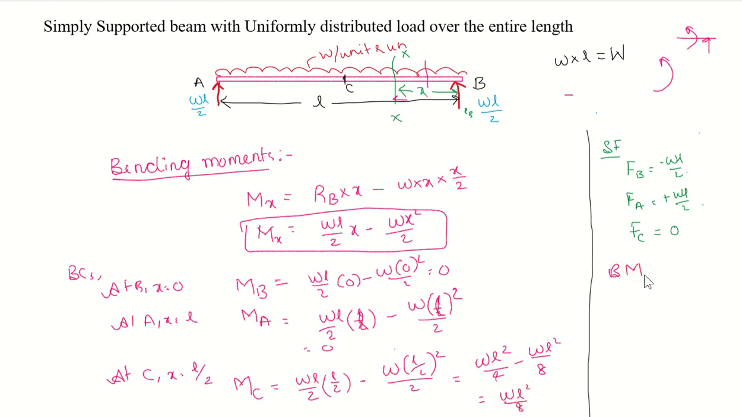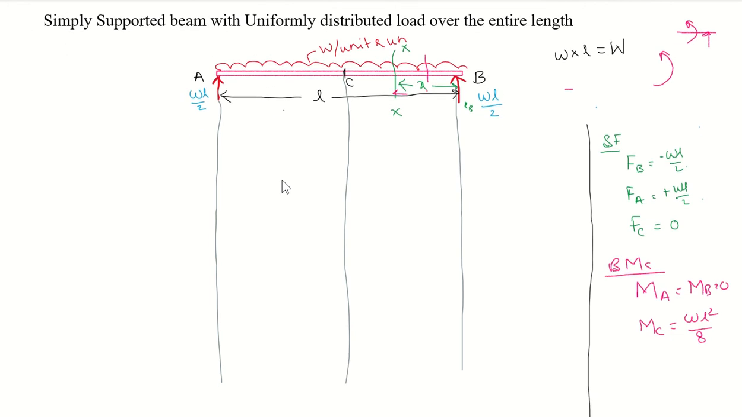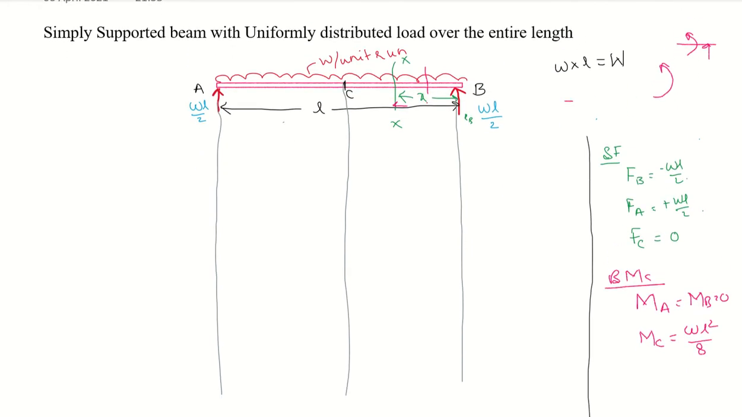So if you write here, bending moment at A is equal to MB is equal to 0, and you'll get the maximum bending moment at C, at the midpoint, which is WL square by 8. You need to remember it. So let us now try to draw this shear force and bending moment diagram. Let us first try to draw the shear force diagram. Okay, let us draw the reference line.